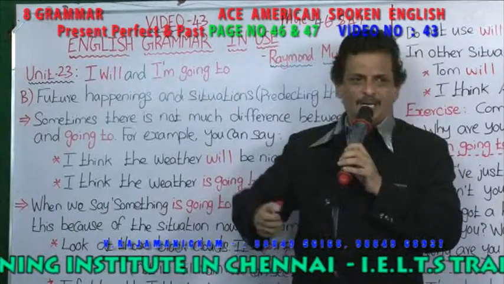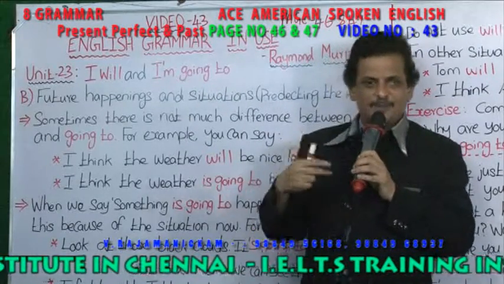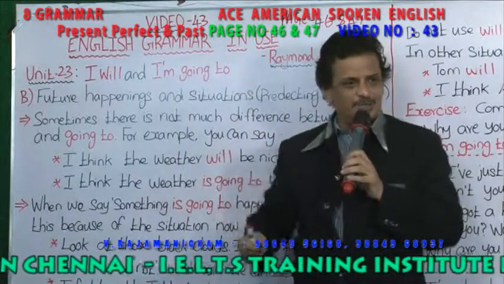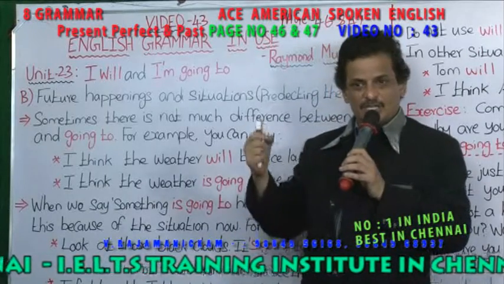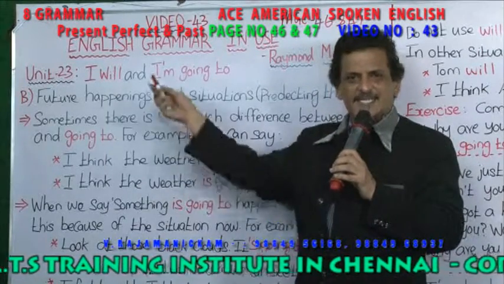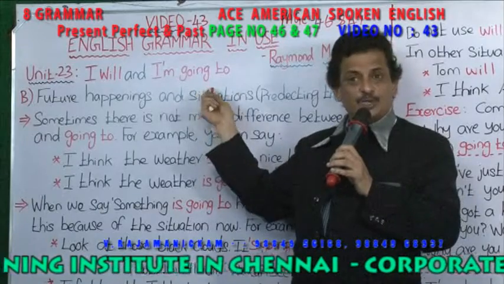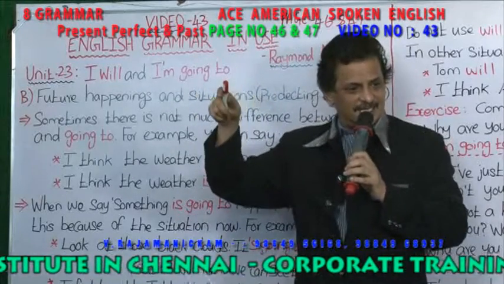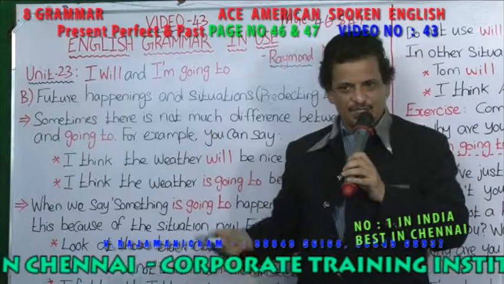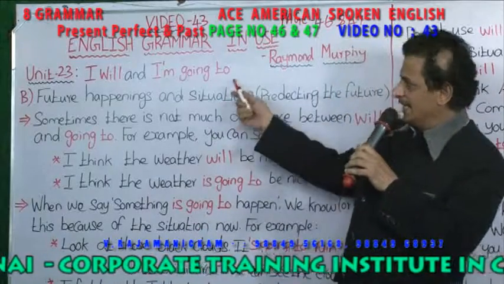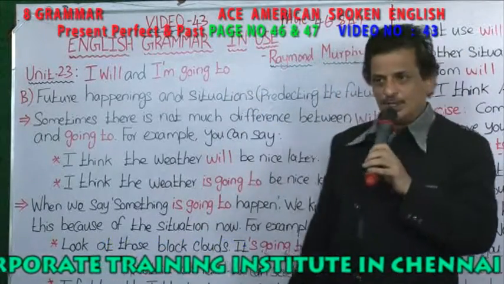Where do you use I will? At the time of speaking, you immediately take a decision to do something, right? The spontaneous decision which you make, it is I will. And when you want to mention the decisions which you have made already, there you are using I am going to.